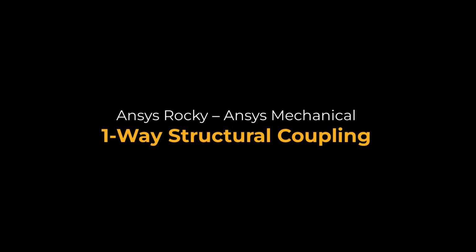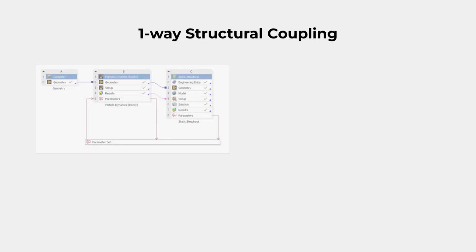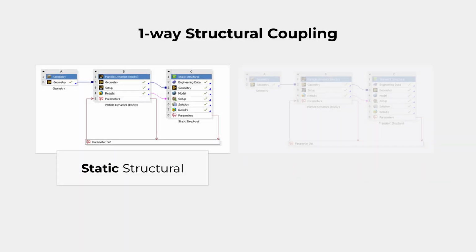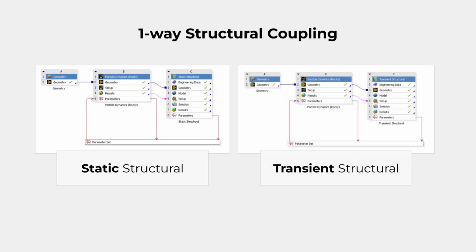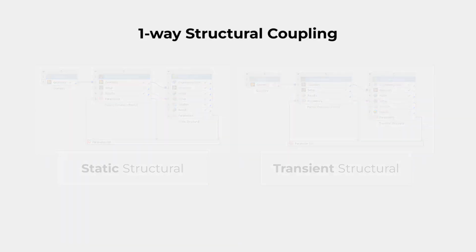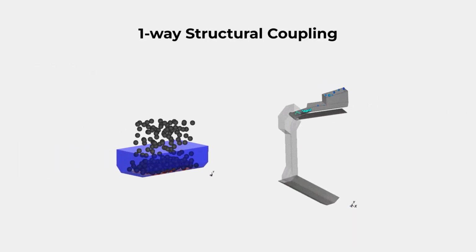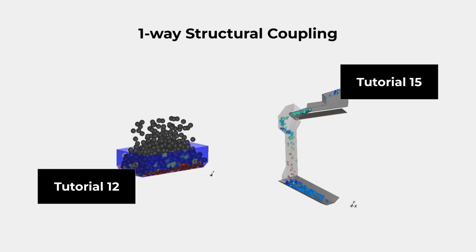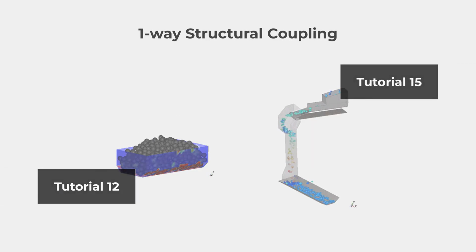First, let's learn more about Rocky mechanical one-way structural couplings. These couplings provide the ability to send DEM SPH forces from Rocky to calculate stresses, strains, and displacements using mechanical for both static and transient analysis. They are executed through the Workbench application, which can handle Rocky and mechanical at the same time. We will show you these capabilities in a hands-on video using Rocky tutorials 12 and 15. You can download the files directly at Ansys Help.